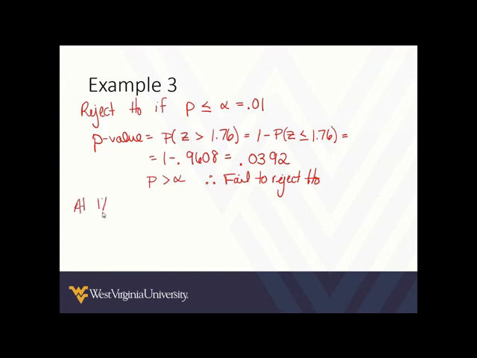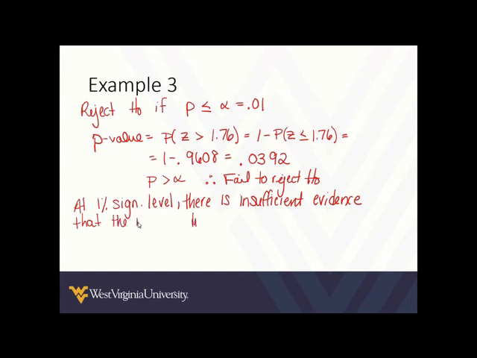And so we will say that at the 1% significance level, there is insufficient evidence that the mean sales of Bakery B perform less than Bakery A. And it did mention about being in November.